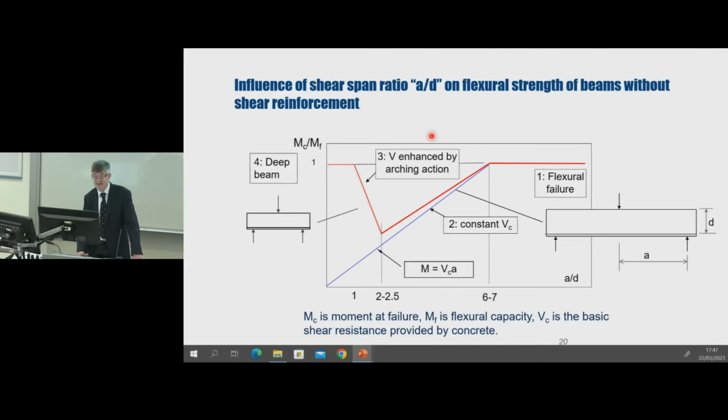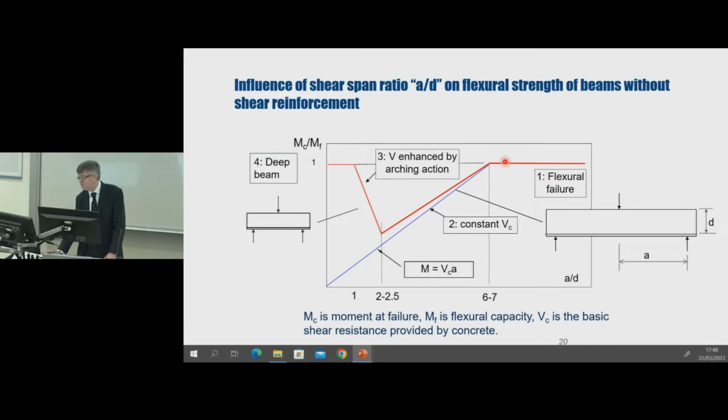So from tests like that, we draw the conclusion that the shear strength of reinforced beams without shear reinforcement depends on the ratio of the shear span to the effective depth. Here this is shown in the form of the Kani valley. On the vertical axis, I'm plotting the ratio of the bending moment at failure to the flexural capacity of the section corresponding to reinforcement yield. And on the horizontal axis, I'm plotting the ratio of the shear span to the effective depth.